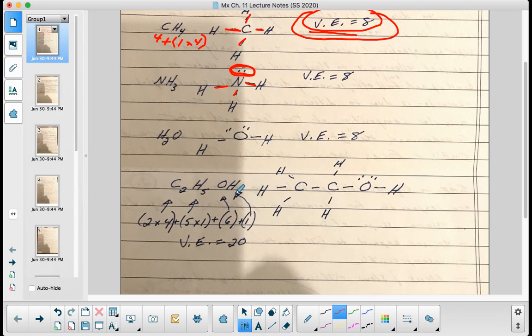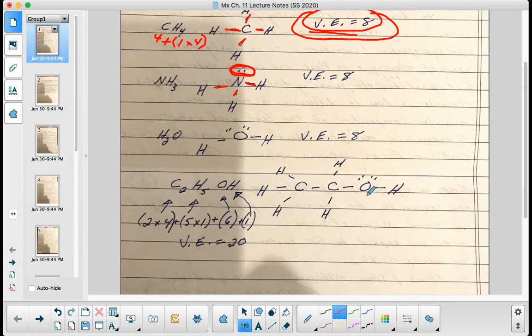Here's one that's a bit more complex. It's ethyl alcohol. I go through an example of how to calculate the valence electrons. 2 carbons, 4 each, there's 8 there. 5 hydrogens, 1 each, 5 there. Oxygen has 6 valence electrons. Hydrogen has 1. Total of 20 valence electrons.